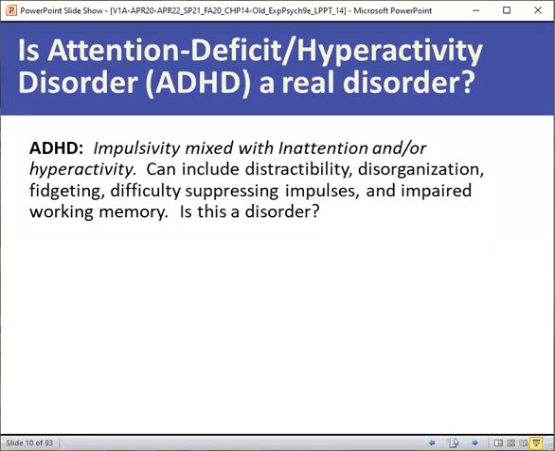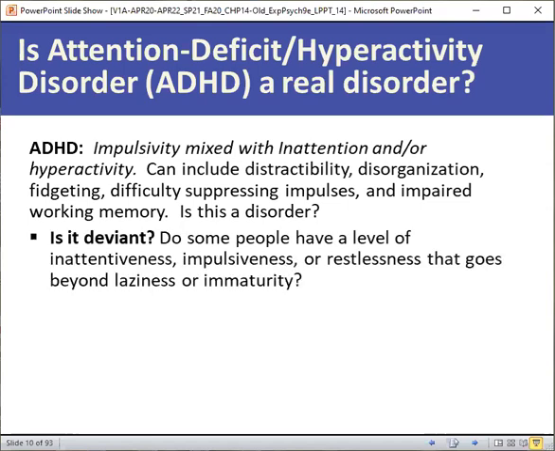And some of this stuff, to some extent, to some degree, could probably be normal with some people, especially young people, as they're developing and maturing. Okay, they're fidgety, they may be bored, they may easily get distracted. But when is it a disorder? So is this a disorder? Definitely yes. Is it deviant?